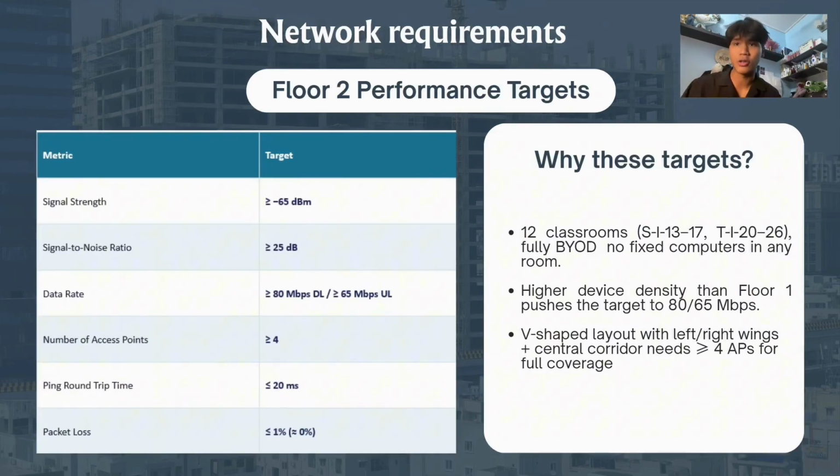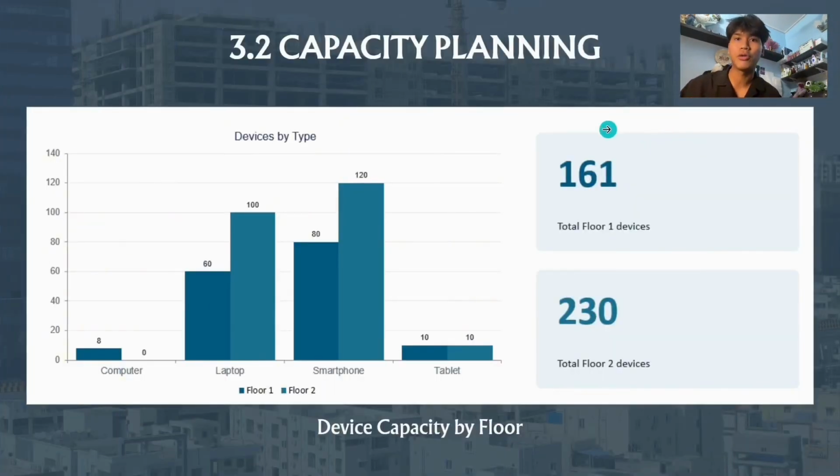Because it has 12 classrooms that are fully BYOD, with a higher total device count than floor 1. We propose a minimum of 4 access points to cover the left wing, right wing, total rooms, and the central corridor. Now we're moving to capacity planning.